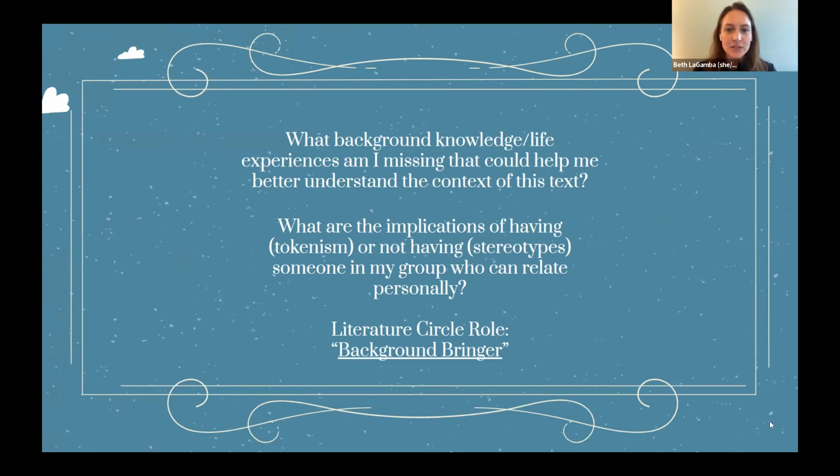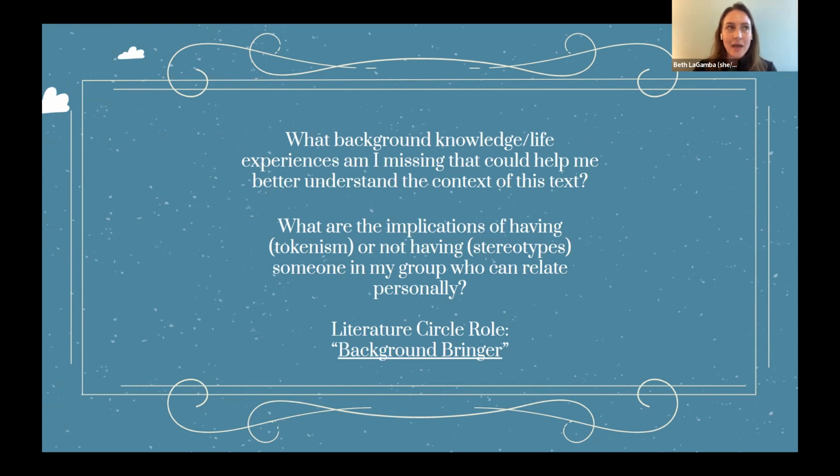Something that we talk about that I think is really, really important is what background and life experiences am I missing as a reader that could help me better understand the context of this text. And my students also consider the implications of having someone in their group or not having someone in their literature circle group that can relate personally to some of the things that the character is going through. And we talk about, if there is someone in our group that can relate personally, we risk tokenizing them, asking them to speak for their group. And yet, if there's not someone in our group, we risk stereotyping that group.